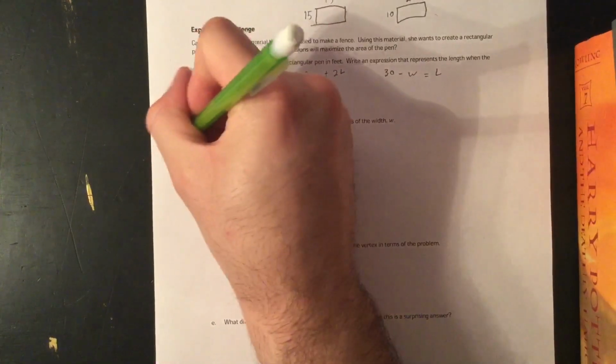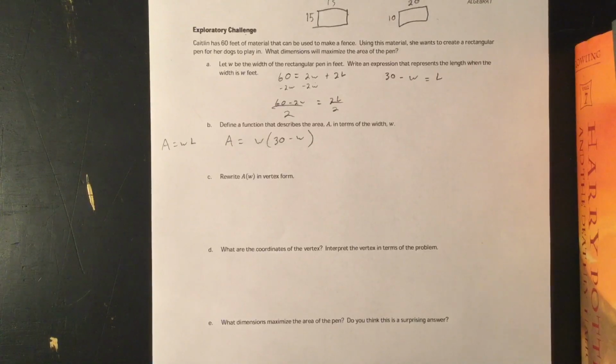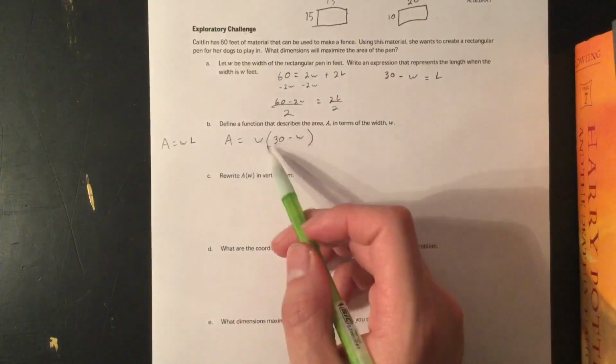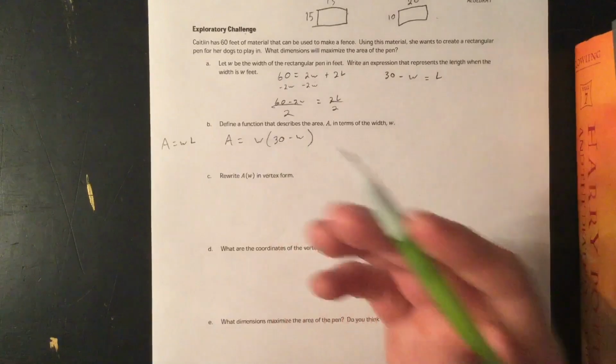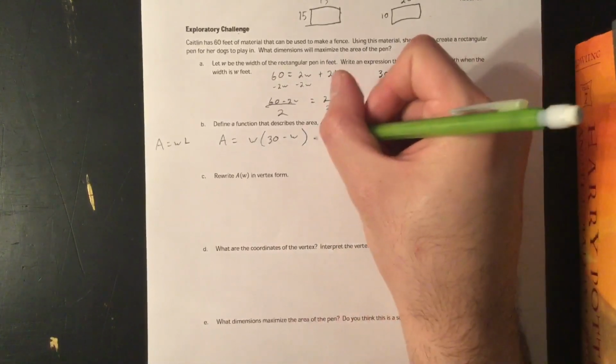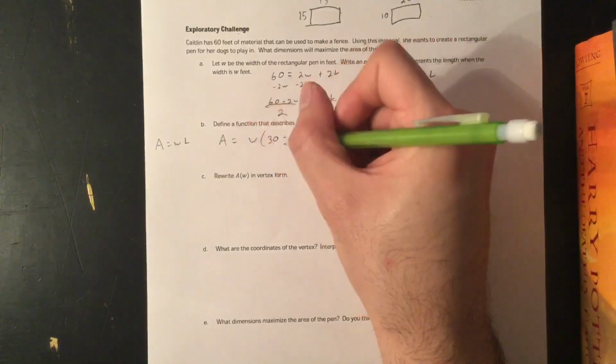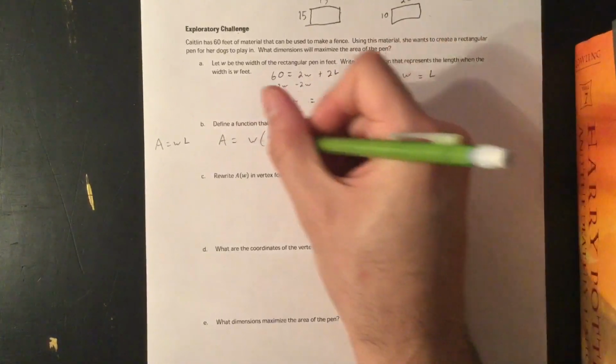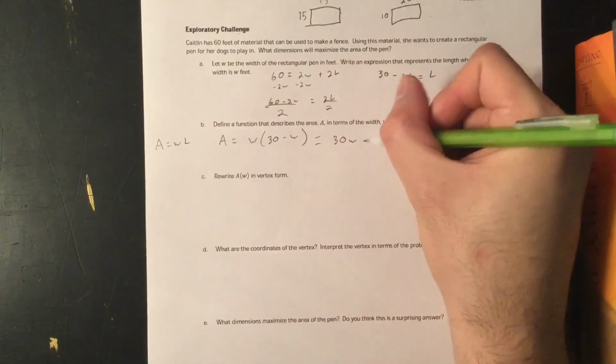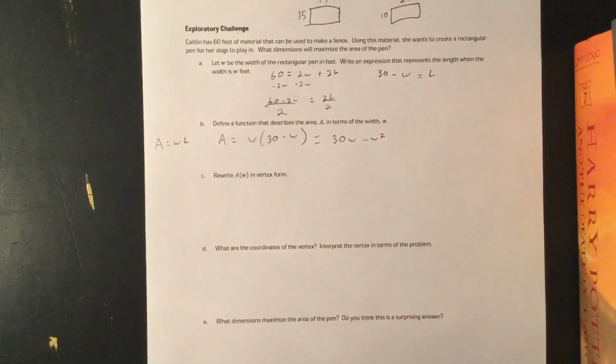So we took A equals width times length, and we just substitute in the values. The other thing we can do is multiply in the 30, or the W, just so that we get it in a distributed form. So it's going to be W times 30, so 30W, and then W times negative W, so negative W squared.